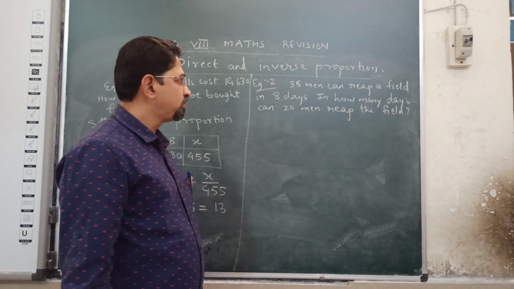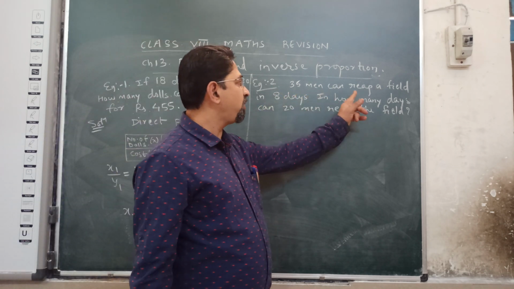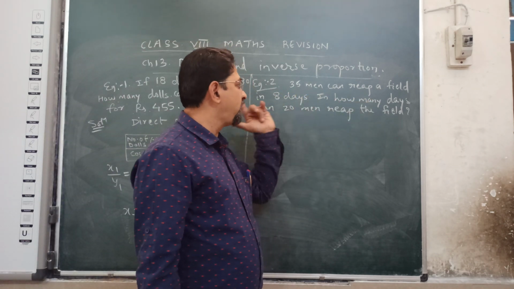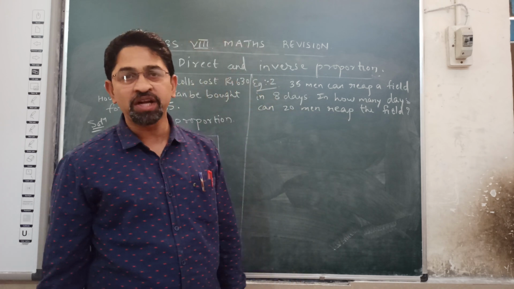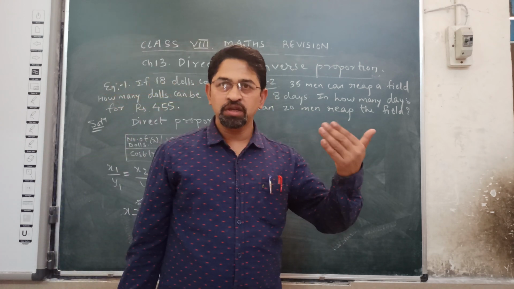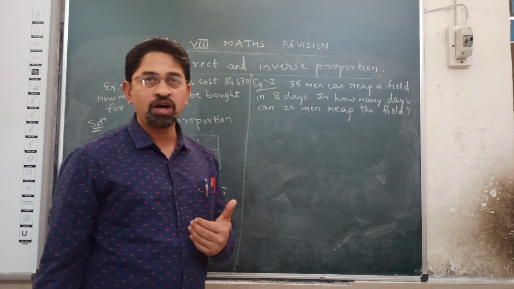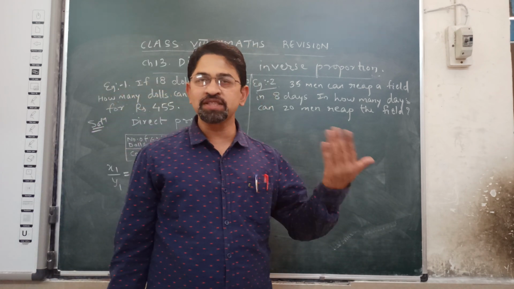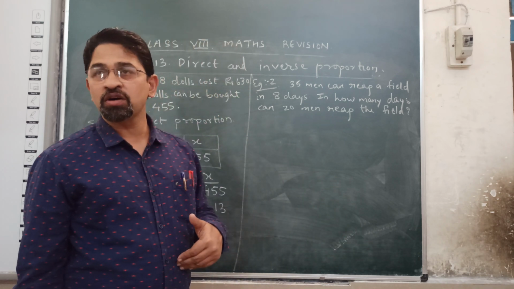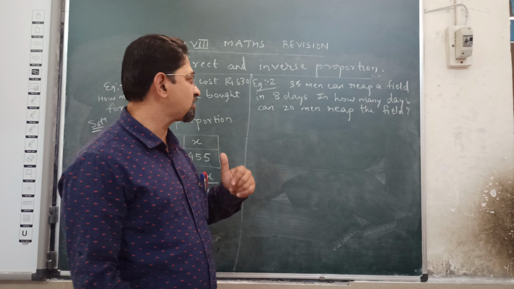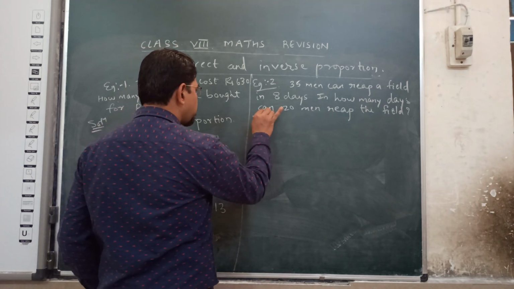Second example. 35 men can reap a field in 8 days. In how many days can 20 men reap the same field? So, number of days, work and time. If we increase the men, the time to complete the work will decrease. So it is the case of inverse proportion.